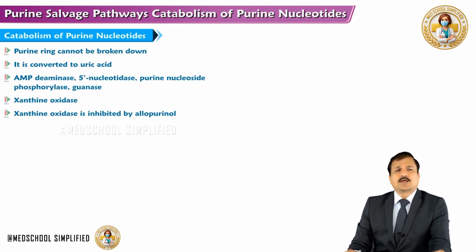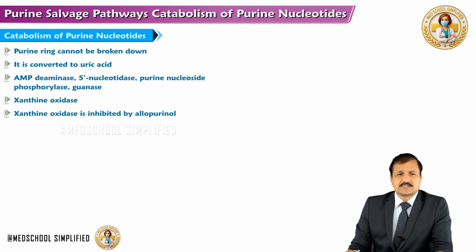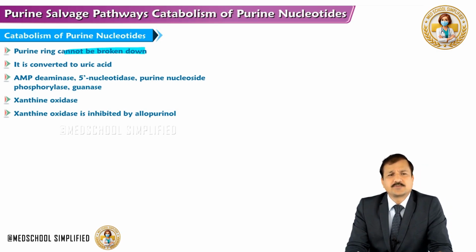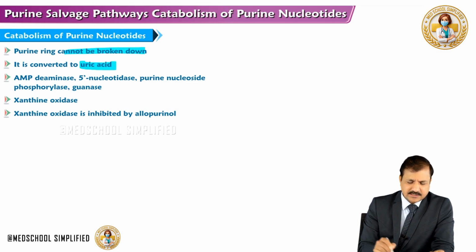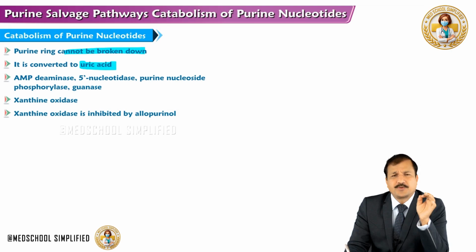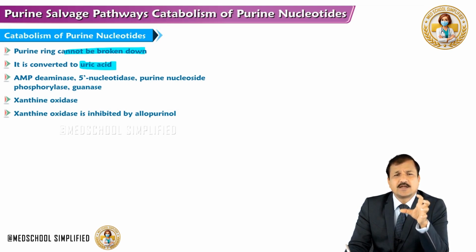Now coming to catabolism of the purine ring, that is the degradation of the purine ring. The purine ring cannot be broken down. That's why it has to be converted into another form, that is uric acid. Note that the degradation products of purine nucleotides, that is adenine in the form of adenosine monophosphate and guanosine monophosphate, are all degraded into uric acid. So adenine and guanine are degraded into uric acid.